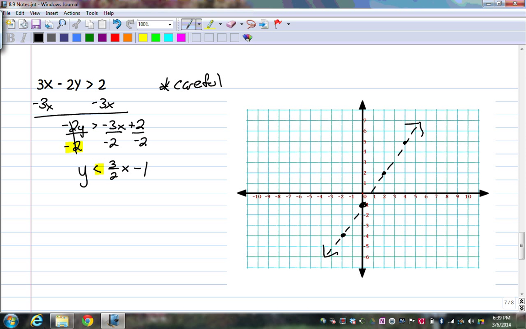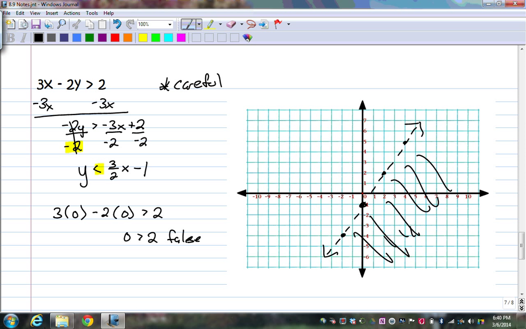Now, when it comes to shading, I want to look at this one here. It's a less than, so I bet the shading is going to be down here. But let's check. So I'm going to pick my point (0, 0) because the line doesn't go through it. When I do that, though, I have to use the original inequality. So 3 times 0 minus 2 times 0 should be greater than 2 if (0, 0) is on the correct side. This all becomes 0. I have 0 is greater than 2. This is false. And sure enough, this region down here is my solution, or where my solutions lie.